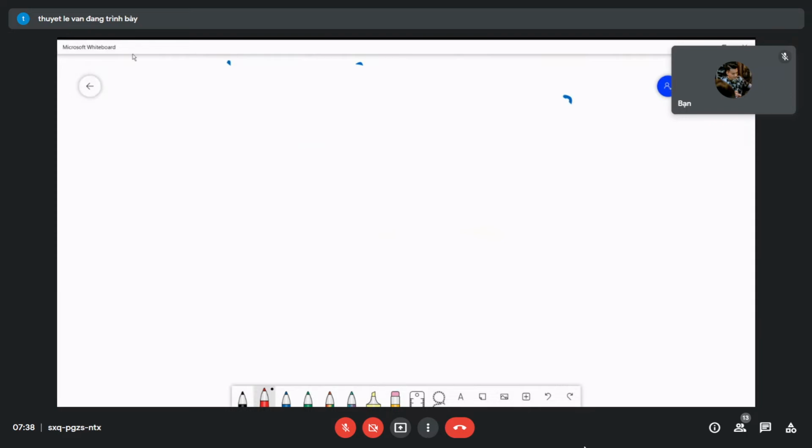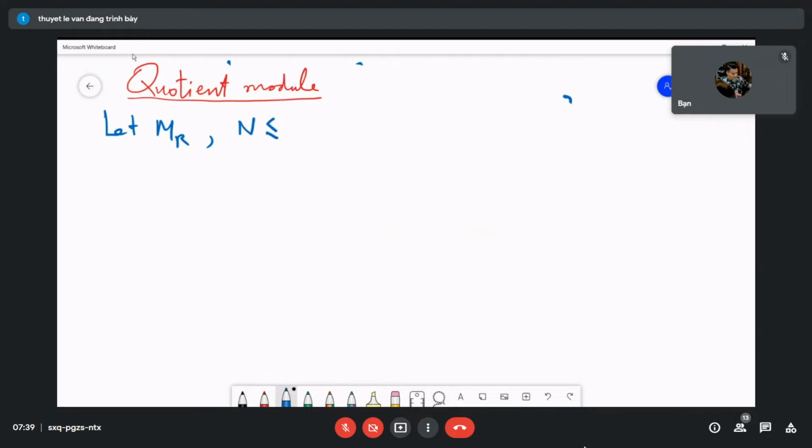Okay, so now I go to the end of this section, that is the quotient module. Now let M be an R-module, and we take N as a submodule of MR.